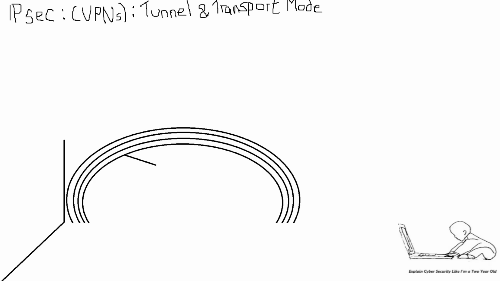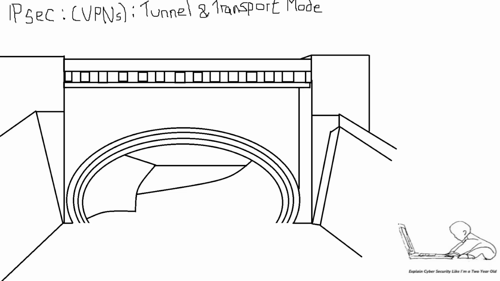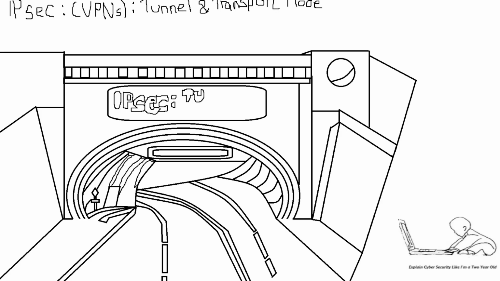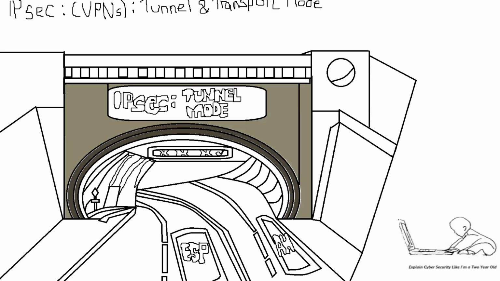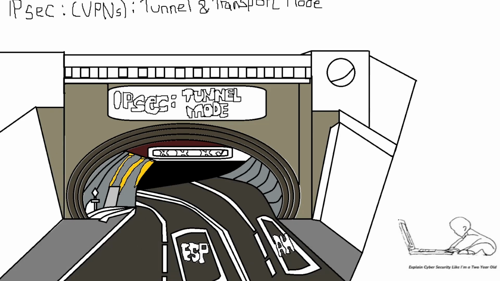IPsec has two modes, tunnel and transport. Let's start with tunnel mode. Tunnel mode is the default mode where the entire original IP packet is protected by IPsec. This means IPsec wraps the original packet, encrypts it, adds a new IP header, and sends it to the other side of the VPN tunnel.